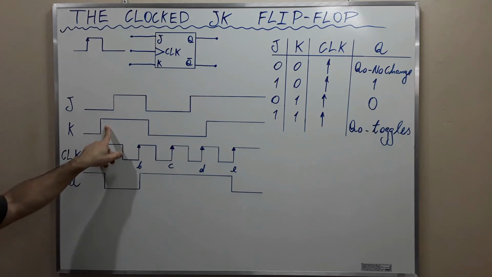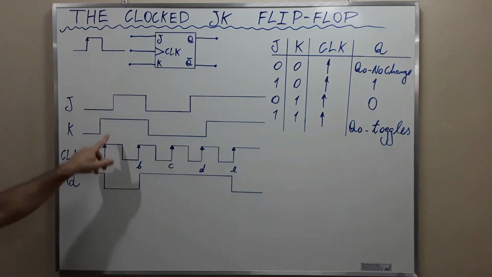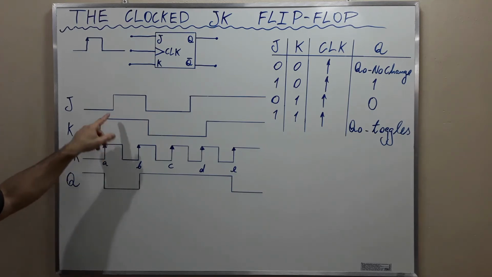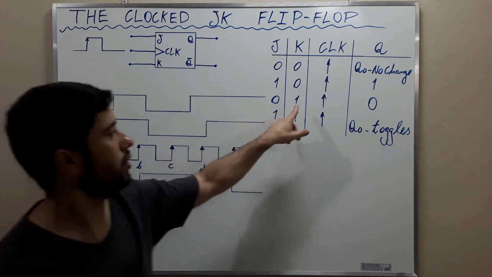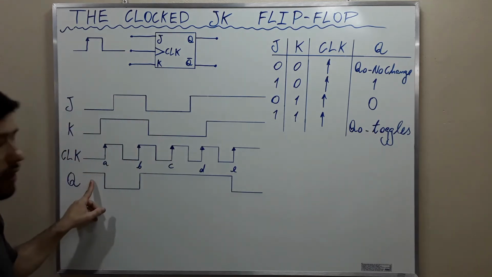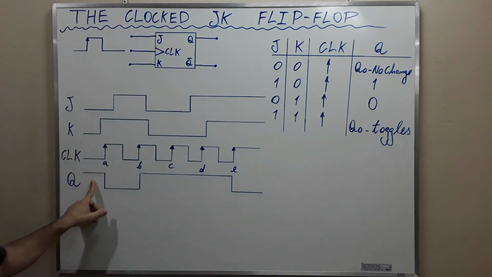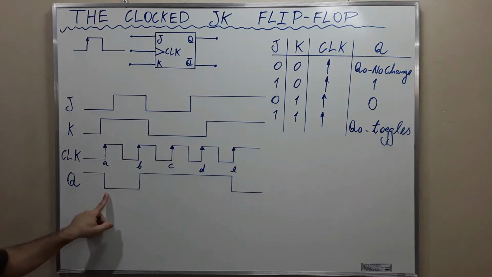but suddenly K becomes 1 at the occurrence of the first positive going transition of the clock, named here A. K is 1, J is 0, the output is 0. Then, if initially Q is 1, at the occurrence of the first positive going transition of the clock, Q becomes 0.